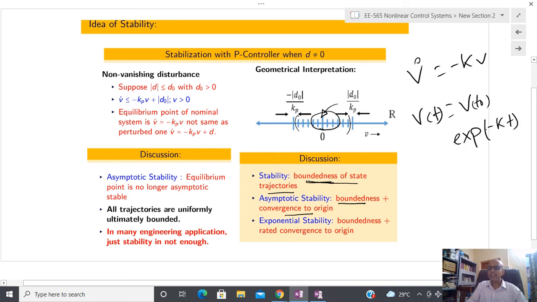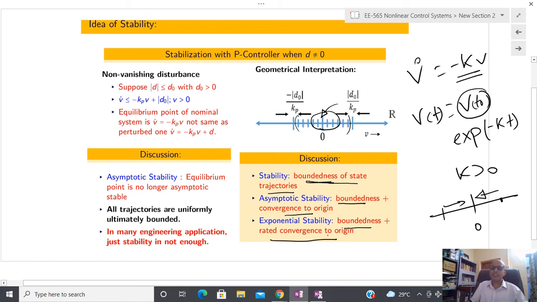So here you can see that if I have some initial condition v(t0), and the rate k is greater than 0, then exponentially I am going to decrease to the origin. So if you are here and k is negative, with an exponential rate you are going to converge here, and that is nothing but exponential stability. So I have boundedness, and after that the rate of convergence to the origin is exponential. So I am going to talk about the rate of convergence also.